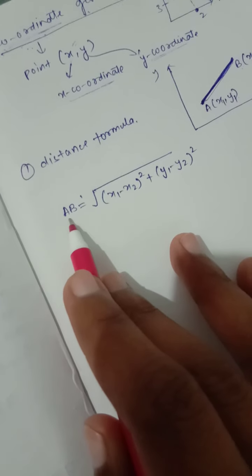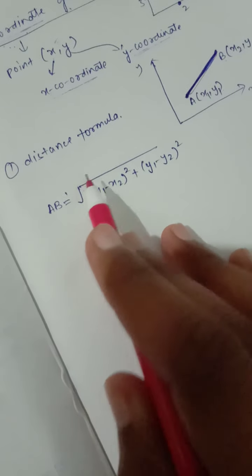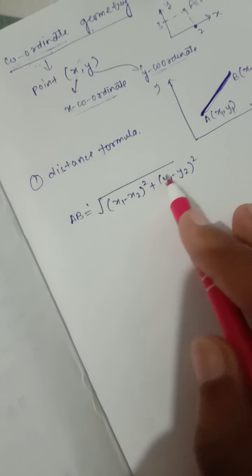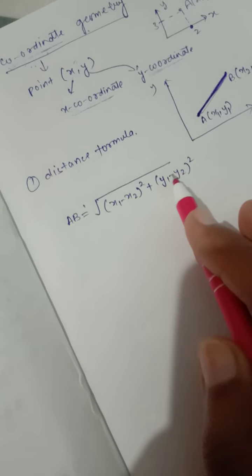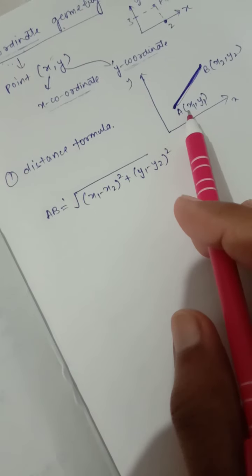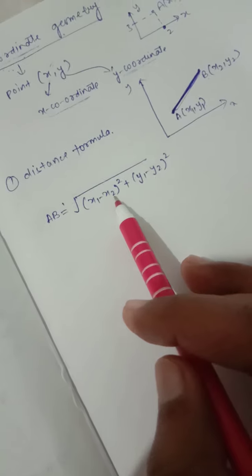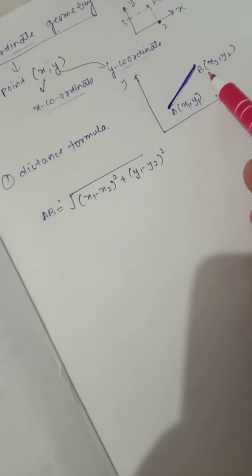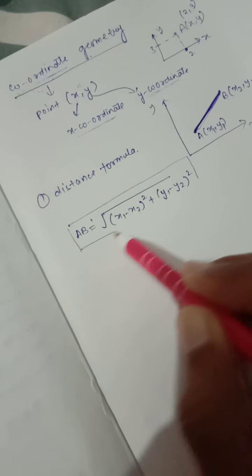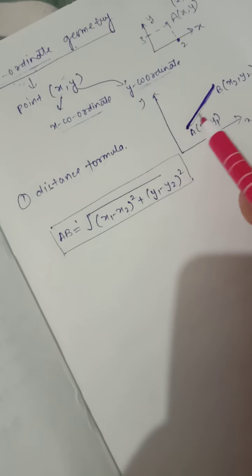AB, meaning the distance from point A to B, equals the square root of (x1 minus x2) whole squared plus (y1 minus y2) whole squared. So x1 is from the point A, and x2 is the abscissa of the point B. This is the formula for finding the distance between these 2 points.